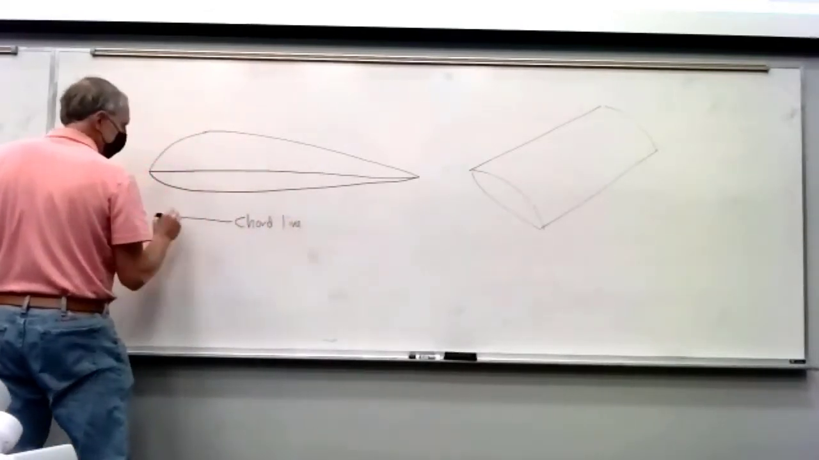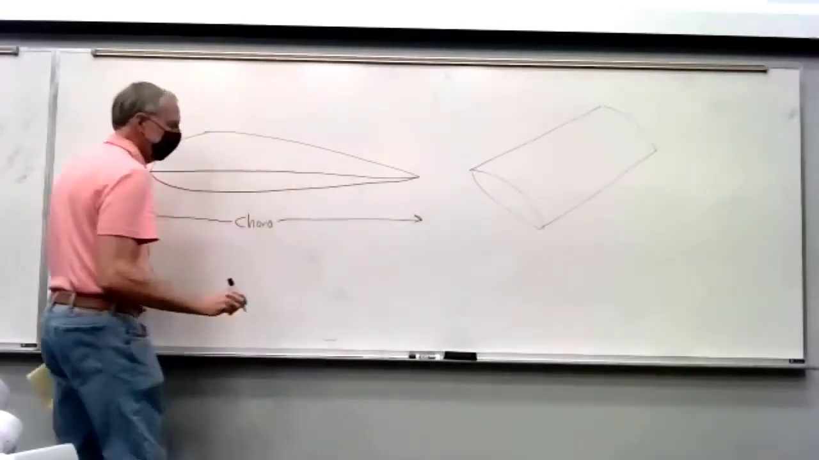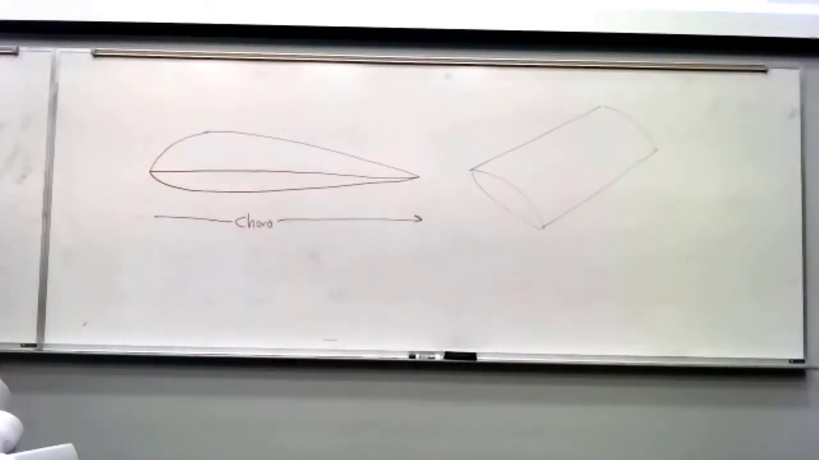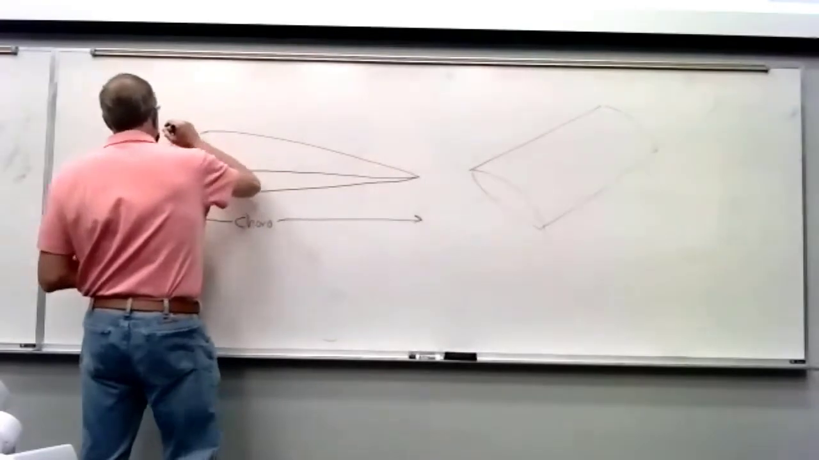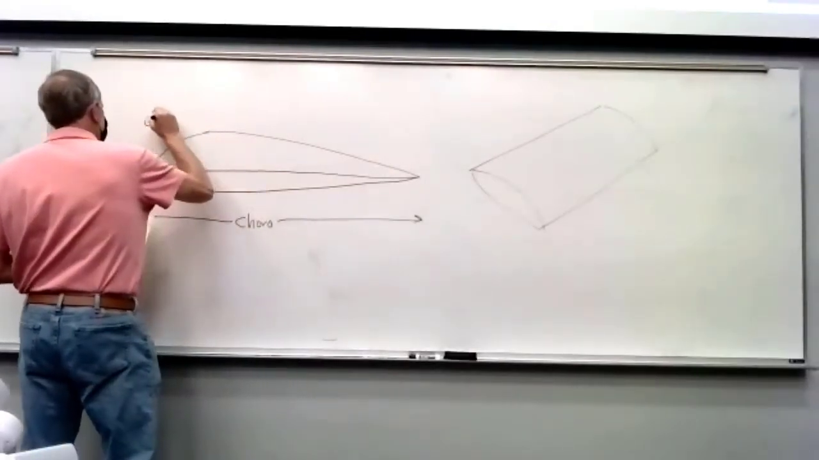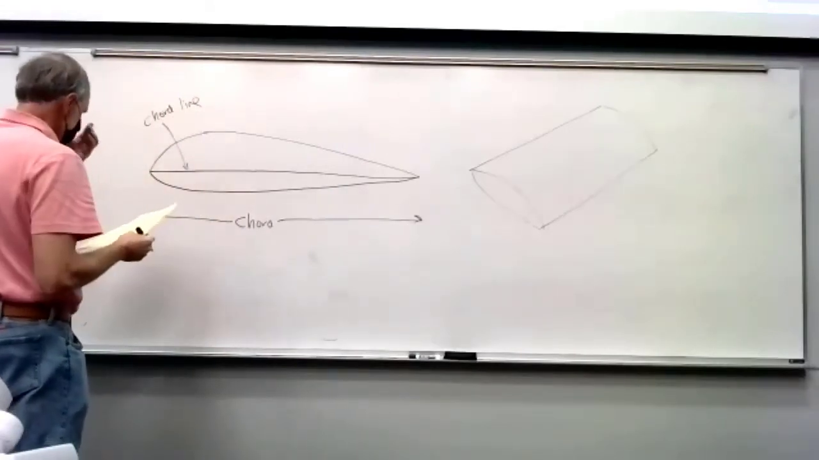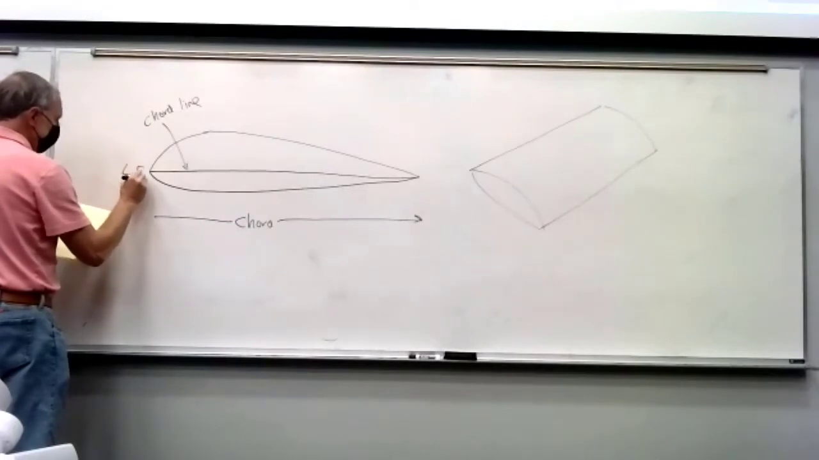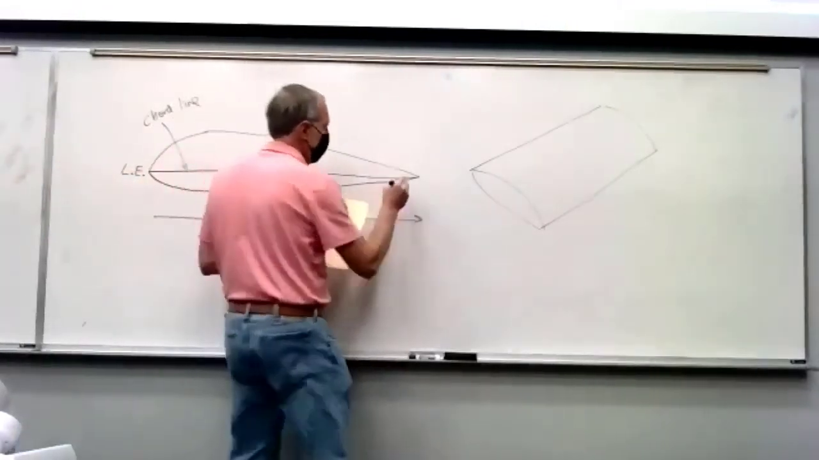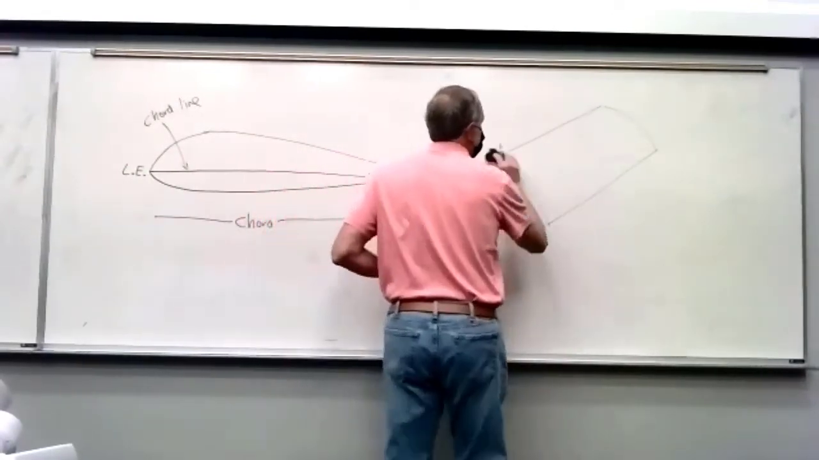That first line that you drew was the chord line, and then this distance is called the chord of the airfoil. It's really the length of the chord line. So this thing is the chord line. And the very front of the airfoil is called the leading edge. And the very tip at the end is called the trailing edge. And I'm going to start writing these things over here.